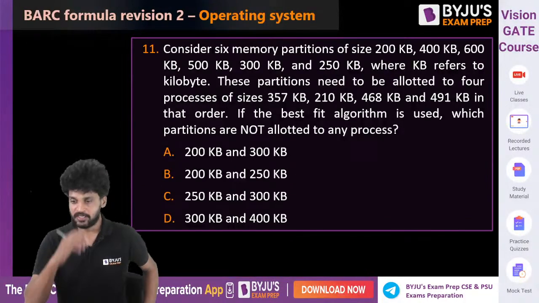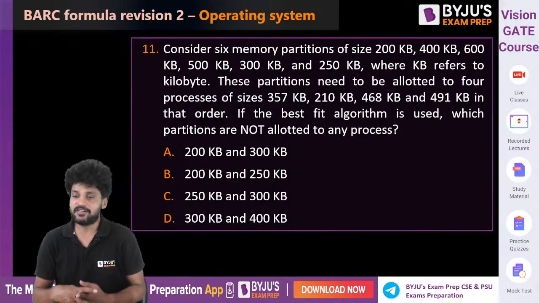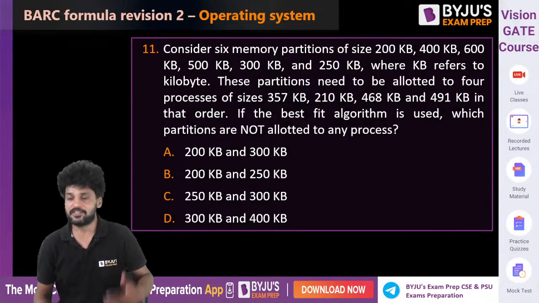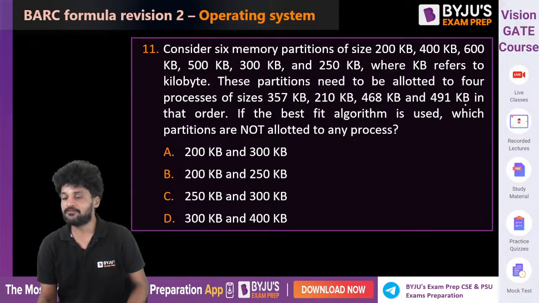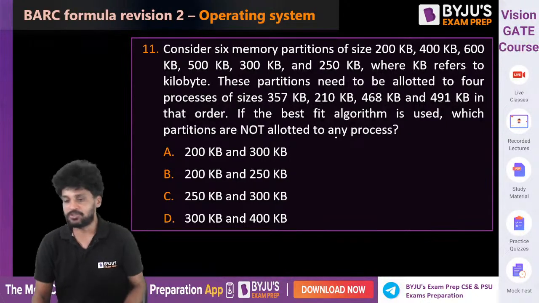Next question. Consider the 6 memory partitions of size 200 KB, 400 KB, 600 KB, 500 KB, 300 KB and 250 KB, where KB refers to the kilobyte as usual. Those partitions need to be allotted for 4 processes of sizes 357 KB, 210 KB, 468 KB and 491 KB in that order. If the best fit algorithm is used, which partitions are not allotted to any process?